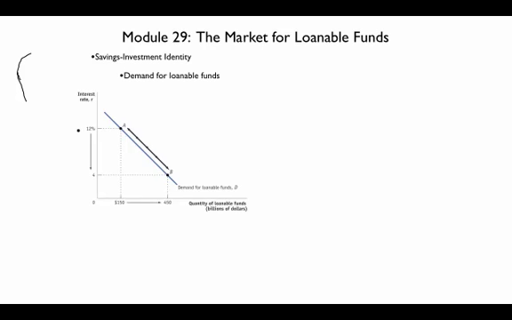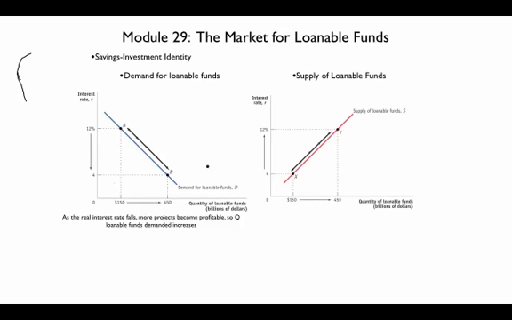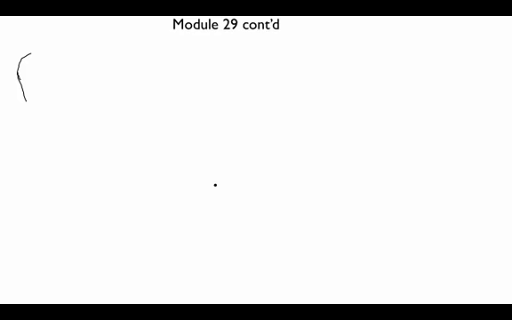Speaking of which, you need to understand the demand for loanable funds. You need to understand the curve. You need to understand why, as the real interest rate falls, which is over here, more projects become profitable, so the quantity of loanable funds demanded increases. You need to understand the supply of loanable funds and why it is an upward sloping curve, and why, as the real interest rate increases, the quantity of loanable funds will increase. Need to understand, of course, the factors that shift demand and supply of loanable funds.